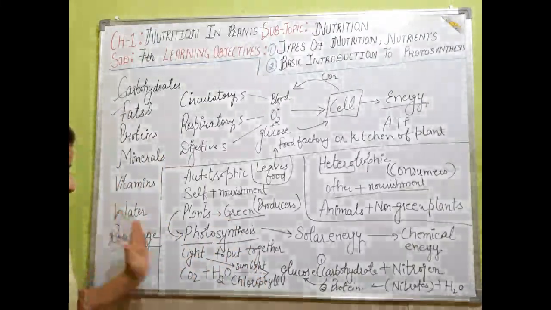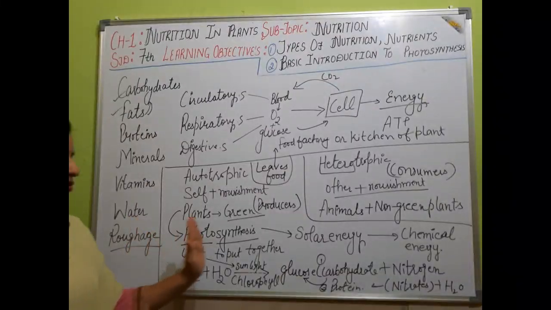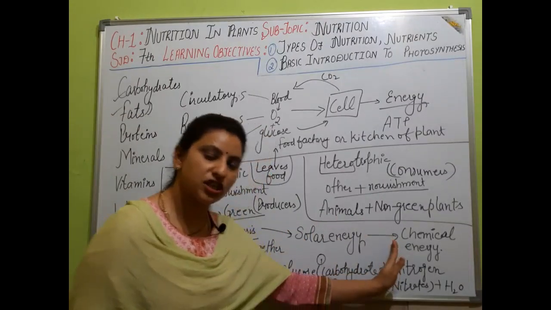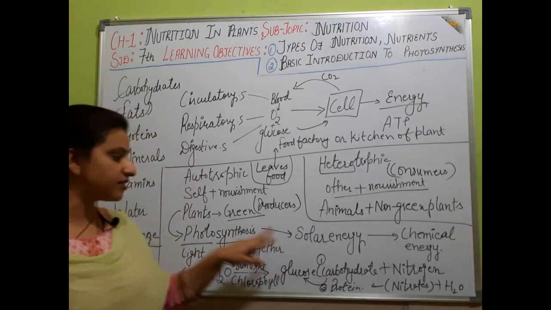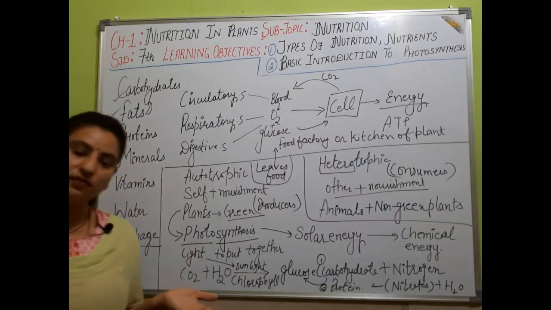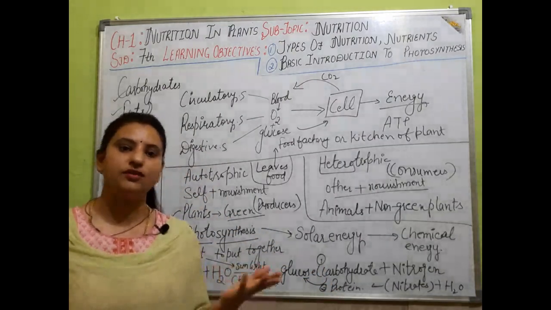It undergoes the process of photosynthesis, in which solar energy is converted into chemical energy. Two products are formed, carbohydrate and protein, and we have discussed that carbohydrate is an energy giving food and protein is a bodybuilding food.